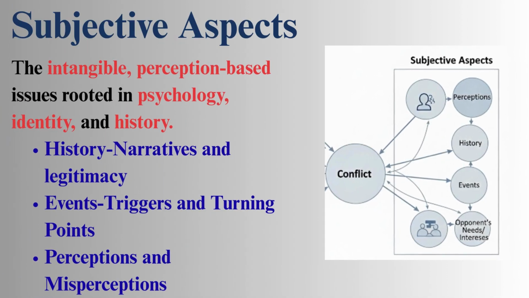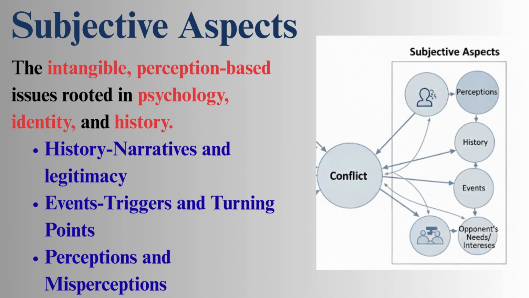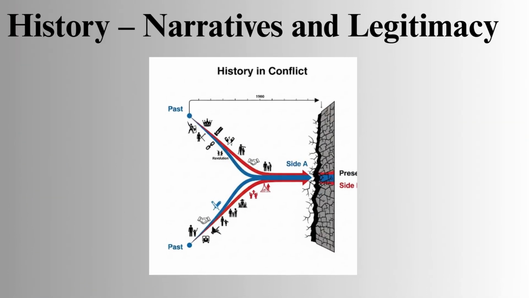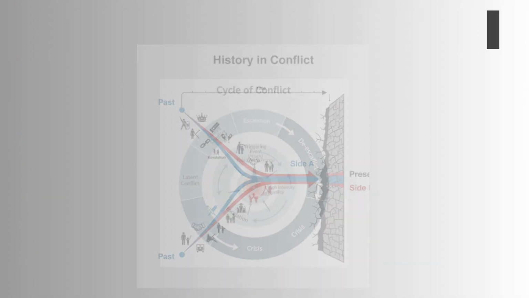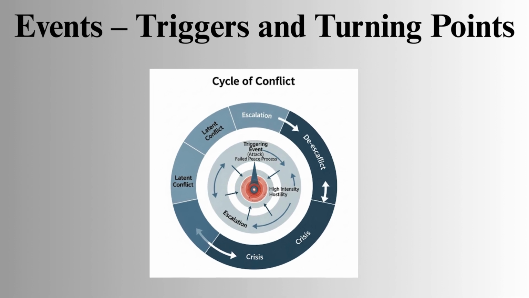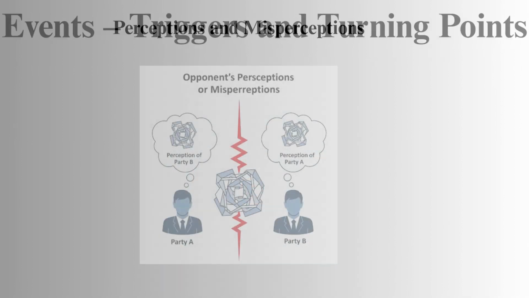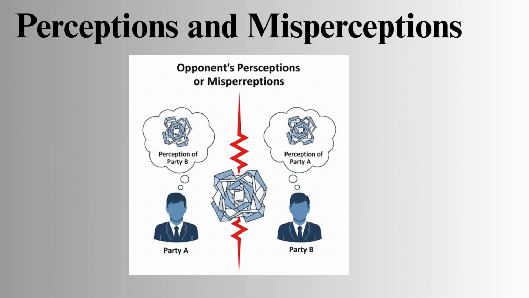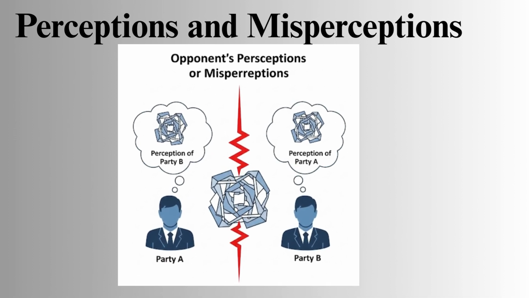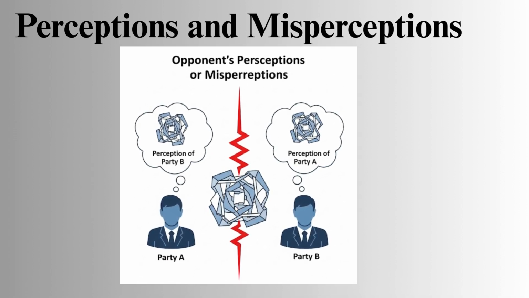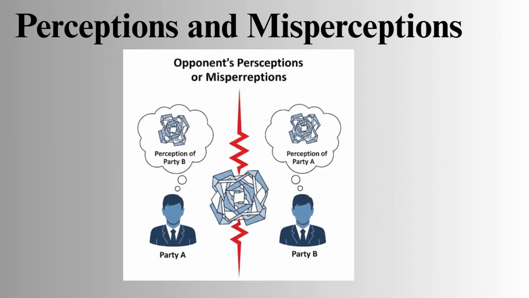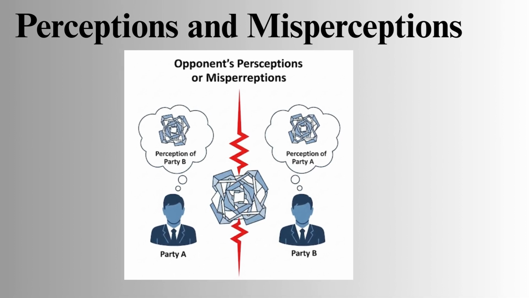Subjective aspects highlight the perceptions fueling conflict, like history that shapes identity and legitimacy, key events that trigger hostility and deepen the mistrust, and how each side interprets or misinterprets the other side's needs and interests. These psychological and narrative layers sustain conflict even when the surface issues seem resolved.